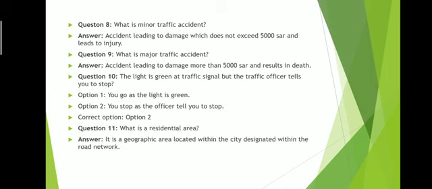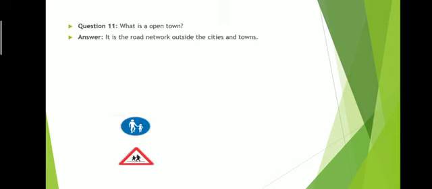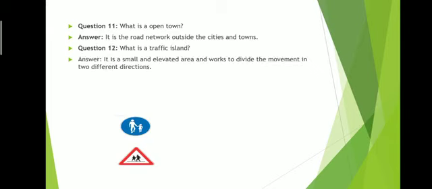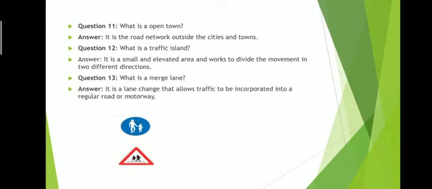What is a residential area? Any road network inside the city is a residential area. And what is an open town? Any network outside the city and town is called an open town. A traffic island is something which separates two directions, some elevated area. A merge lane is a lane which merges into another big road lane, allowing traffic to be incorporated into a regular road or motorway.